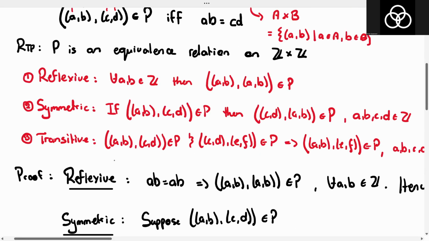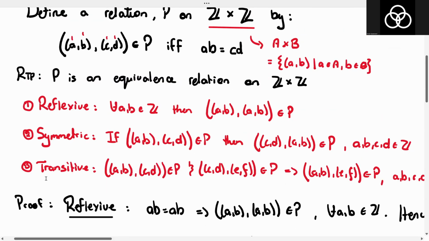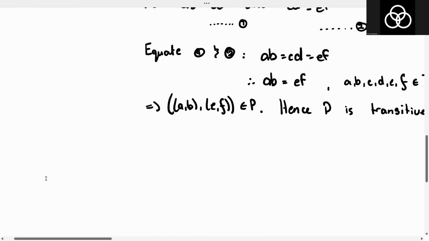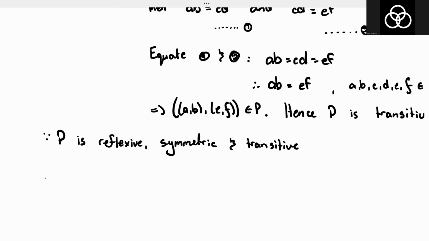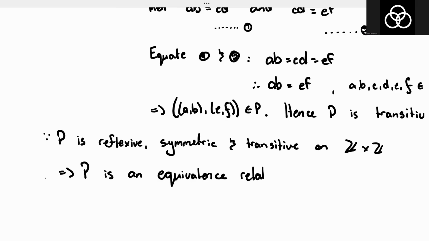So what was the question saying? The question was saying to show that P is an equivalence relation on Z cross Z. So our conclusive line here is: since P is reflexive, symmetric, and transitive on Z cross Z, P must be, by definition, an equivalence relation on Z cross Z.